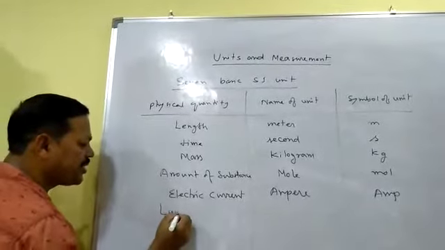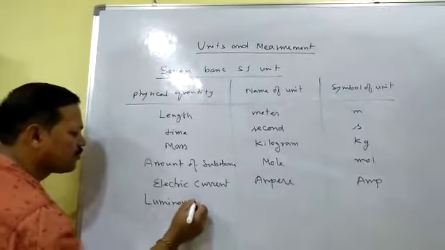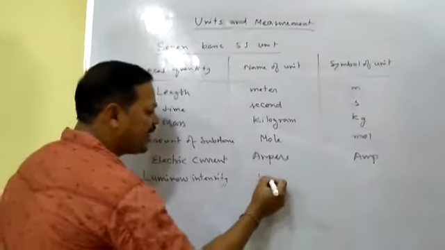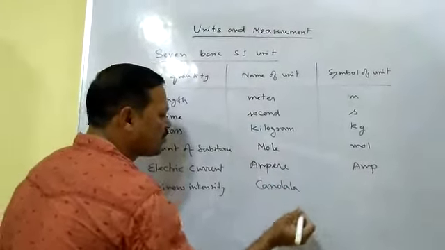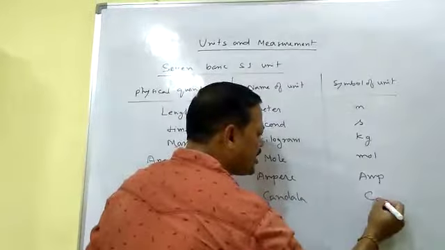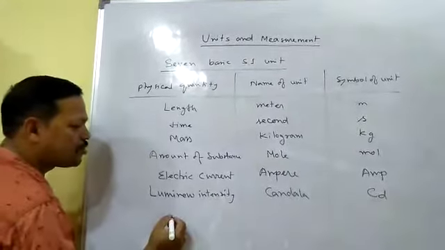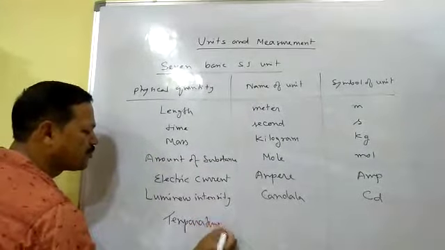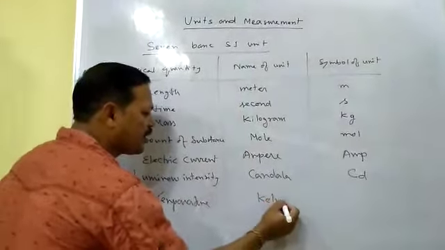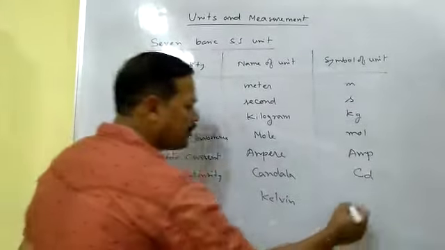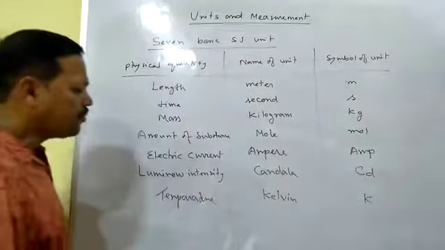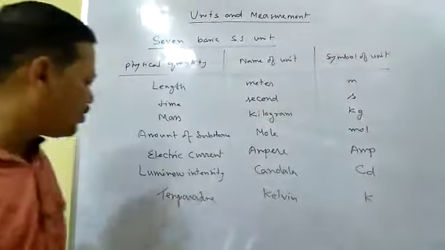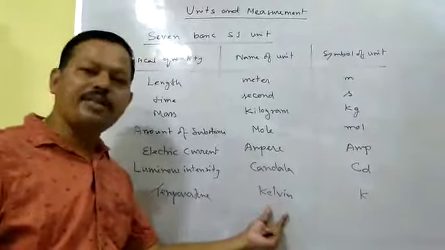Then luminous intensity. Its unit is candela and its symbol is cd, small c, small d. And the last one, number 7, that is temperature. Its unit is Kelvin and its symbol is K. Temperature unit also you know, degree Celsius. Degree Celsius is another unit to represent the temperature, but Kelvin is the SI unit.